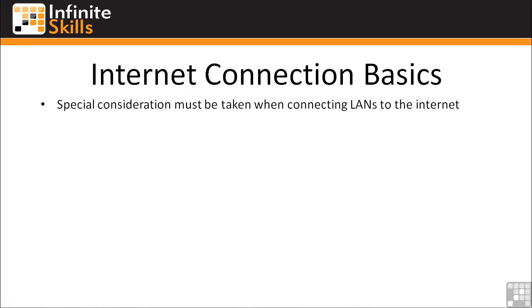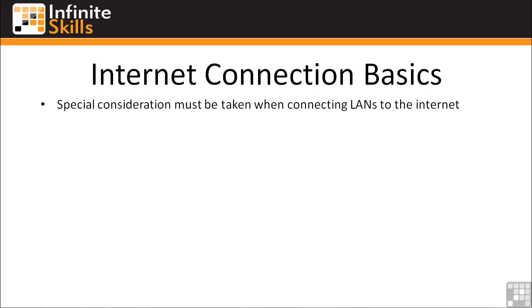Special consideration must be taken when connecting LANs to the Internet. First and foremost, if you've set up your LAN right, your inside network will have one of those RFC 1918 non-routable private IP addresses, the 10 dot or the 192.168, and so on. Those addresses aren't valid on the Internet. If you hand them to an Internet router, most well-configured Internet routers will simply drop the packet and refuse to route it.